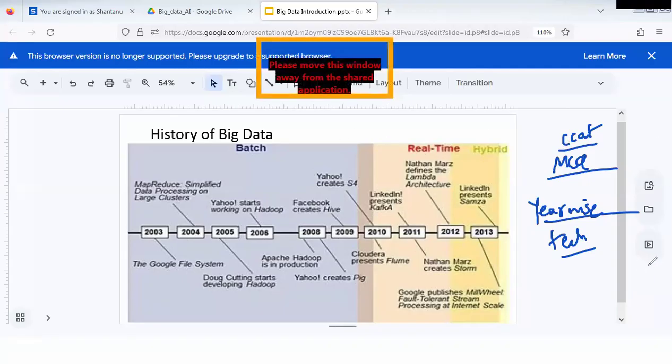Take a screenshot of this and make sure that you revise this slide before you go for your exam. If you have taken a screenshot of this slide, please type Y in the chat box, because this is very, very important, especially keeping in mind MCQs.